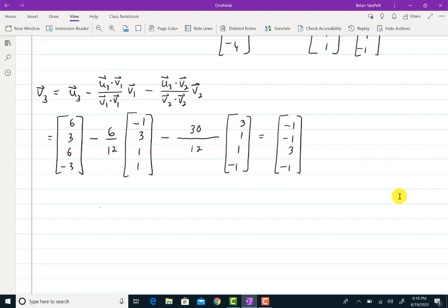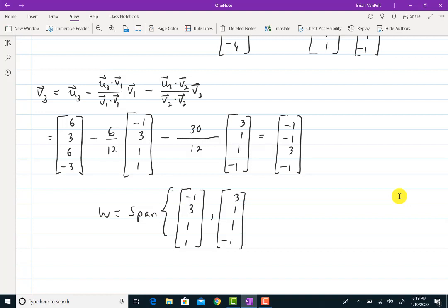So my answer then: W equals the span of these vectors. What were they? Negative 1, 3, 1, 1. Oh, I forgot how long my vectors were. These are 4 vectors, not 3 vectors. Comma. What was the next one? 3, 1, 1, negative 1. And then finally, for the last one, negative 1, negative 1, 3, negative 1.